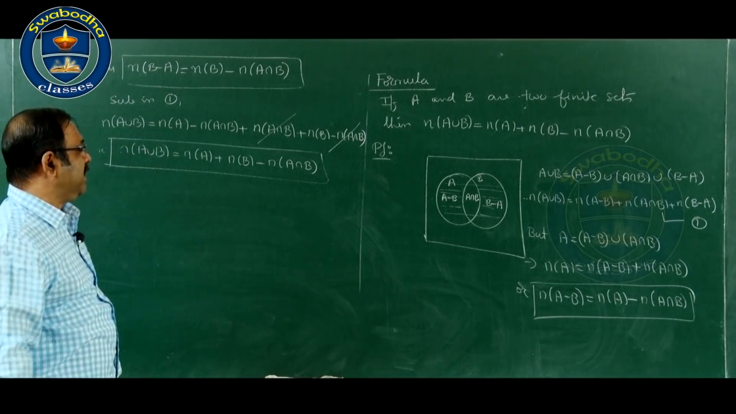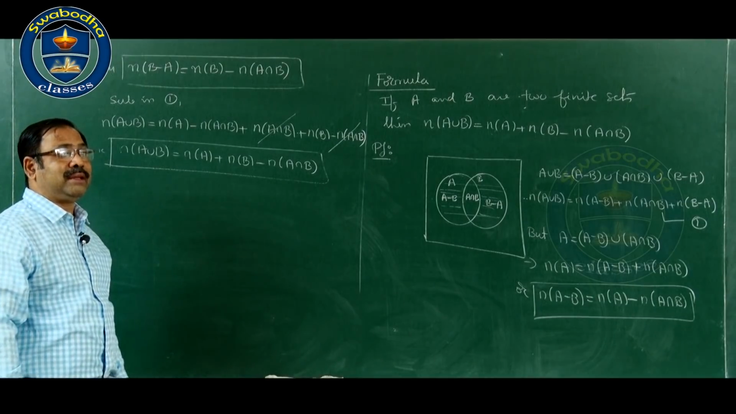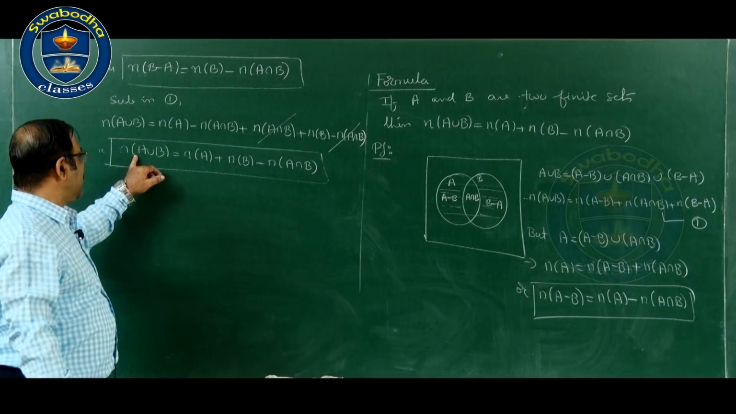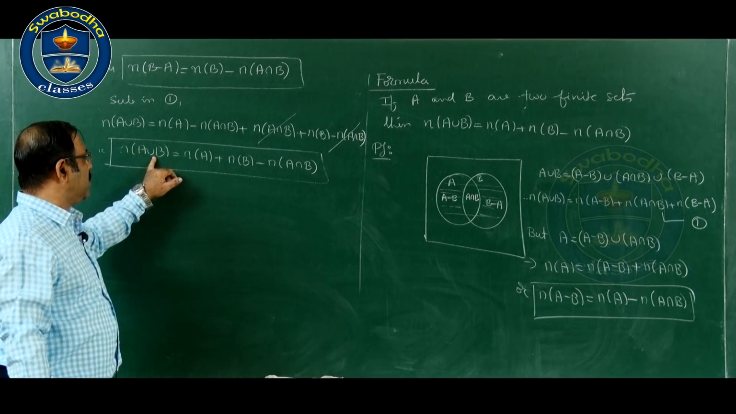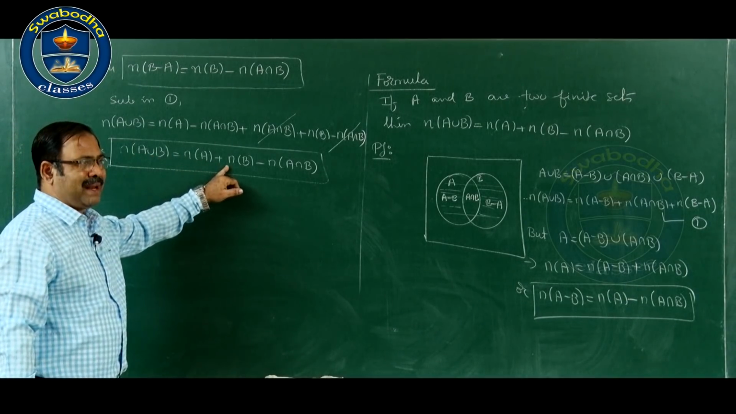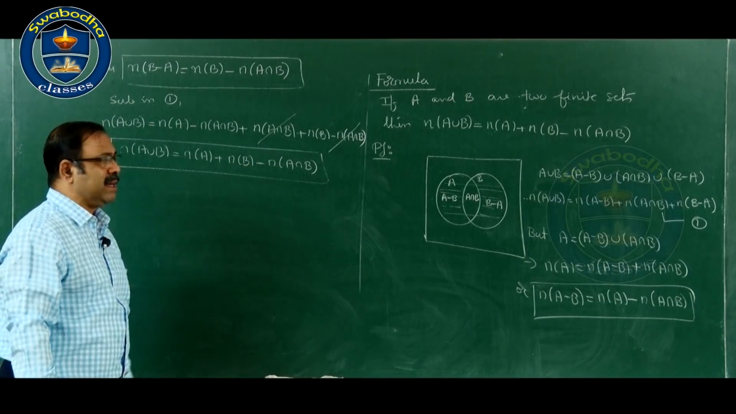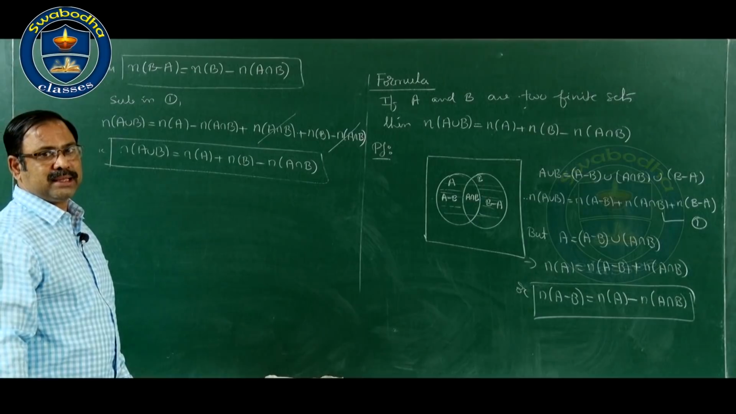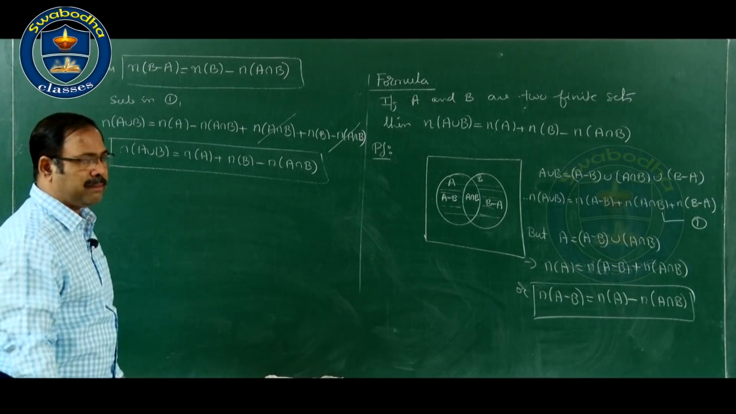Later you can find the applications even in the last chapter, that is, probability. So n of A union B is equal to n of A plus n of B minus n of A intersection B.